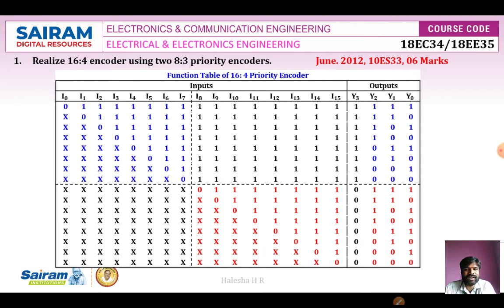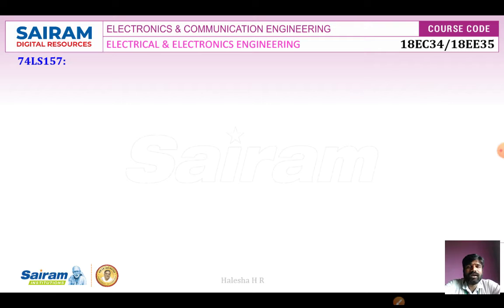Correct? So that means observe the columns of I8 to I15. Again, it is divided row wise. For the first 8 columns, Y3 is 1, and for the remaining 8 columns, Y3 is 0. So we need to select outputs of either the first priority encoder or the second priority encoder. To select that, we need a multiplexer. Okay, a 2:1 multiplexer.